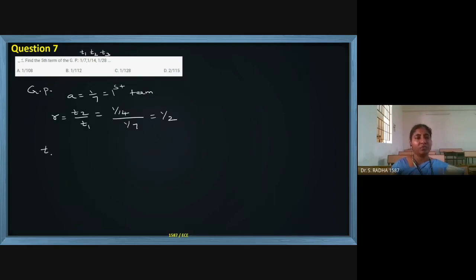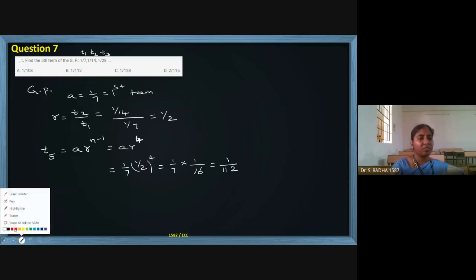They are asking about the fifth term. So the general formula is A into R power n minus 1. In the place of n, if you put the 5, it is A into R power 4, because 5 minus 1 is 4. So A is 1 by 7 and R is 1 by 2, power 4. You kindly check it. 1 by 7, 1 by 16, and here 7 6s are 42. So 1 by 112 is the correct answer.